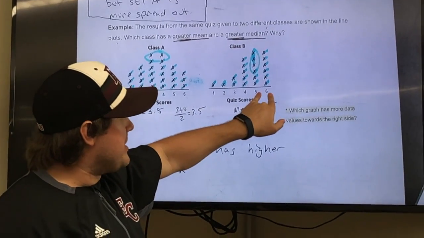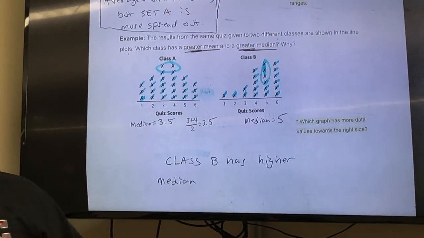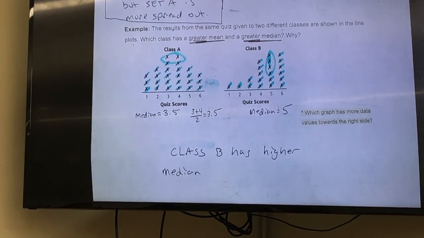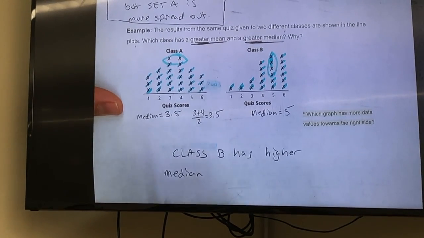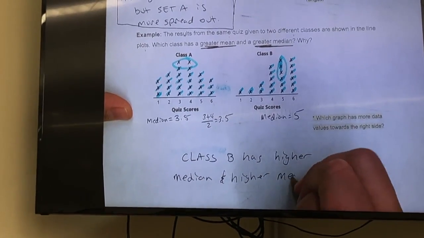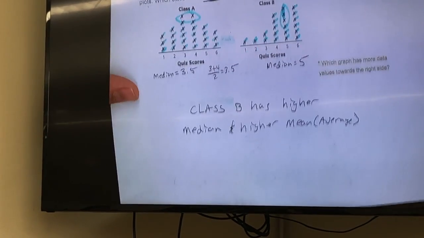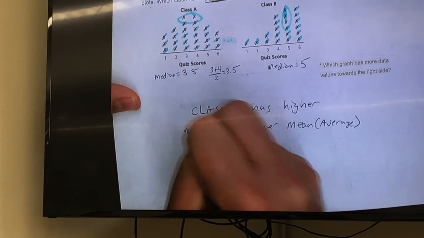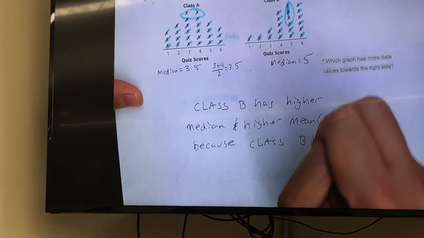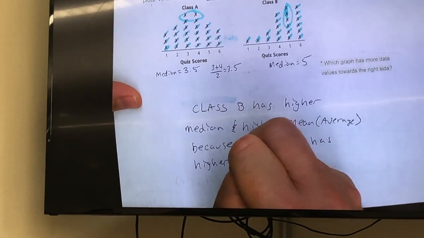There's a lot more 5 and 6s on this class than on this class. Since there are more 5 and 6s, that is going to make a higher average. So class B has the higher median and higher mean, which is average if you want to write that down, because class B has higher scores.